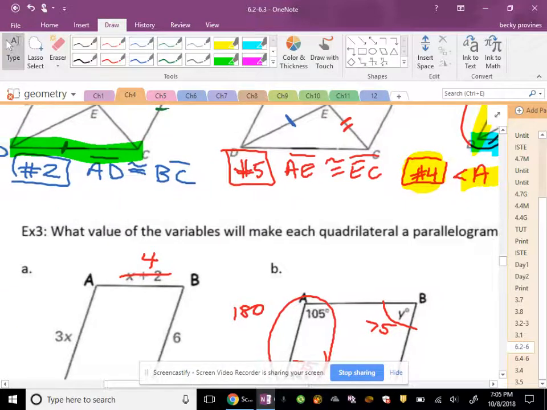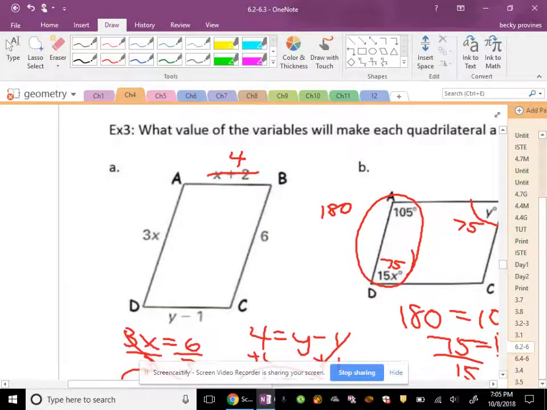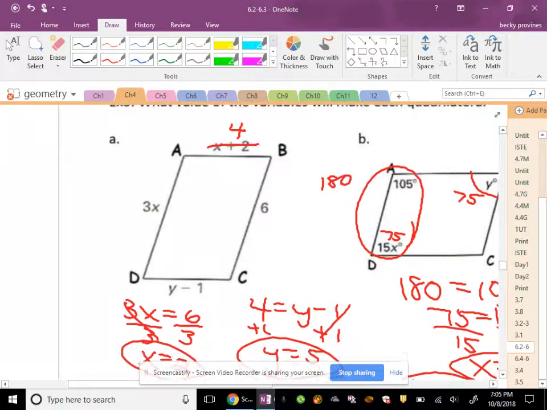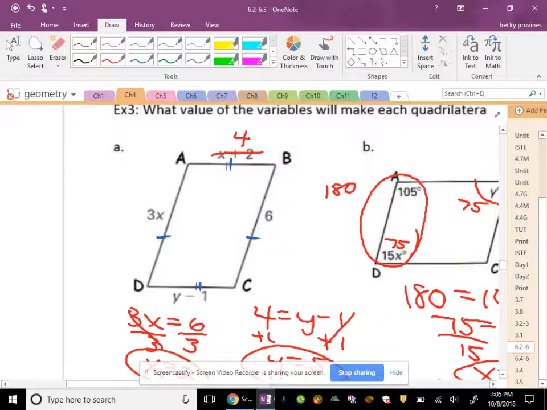Okay, it says what value of the variables would make each quadrilateral a parallelogram? So you're solving again. Now, you're going to apply all those 6 rules that you know. First of all, opposite sides are congruent. So the left and right are congruent, and the top and bottom are congruent. So I wrote them out here.